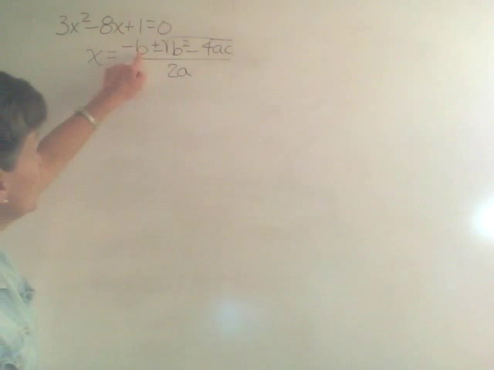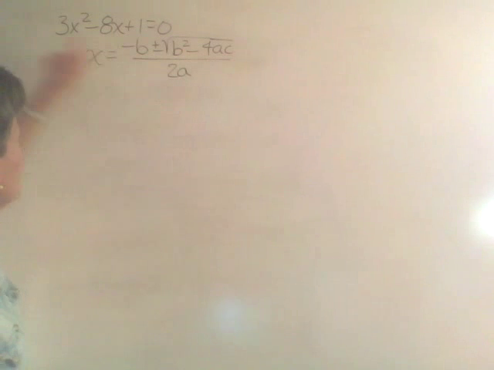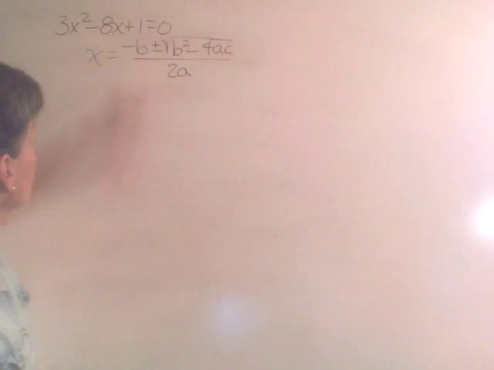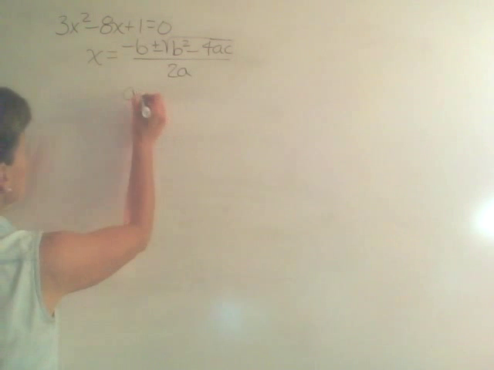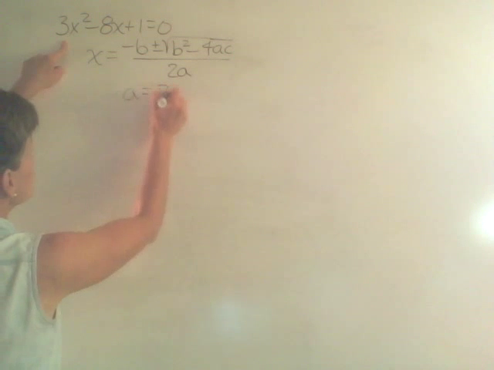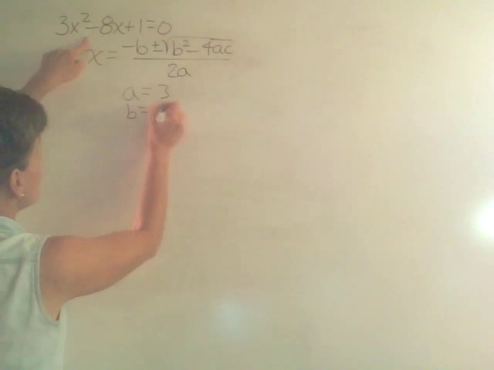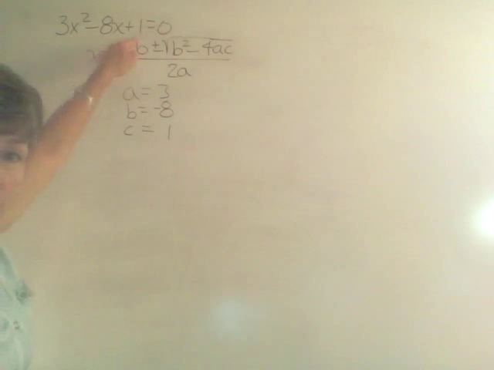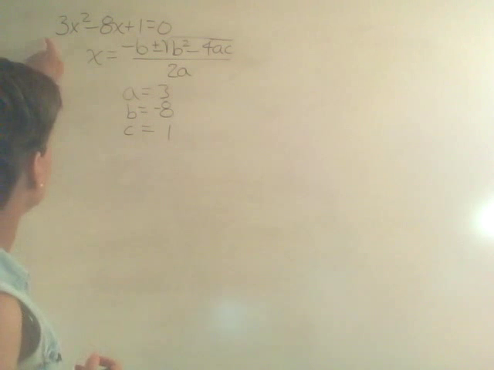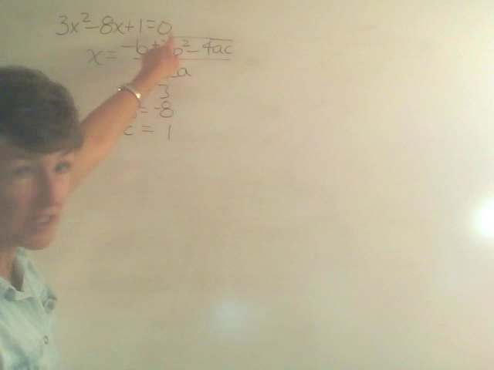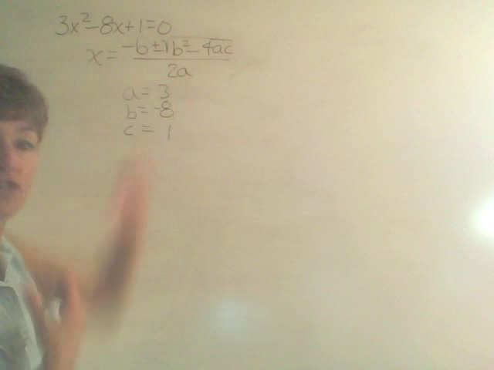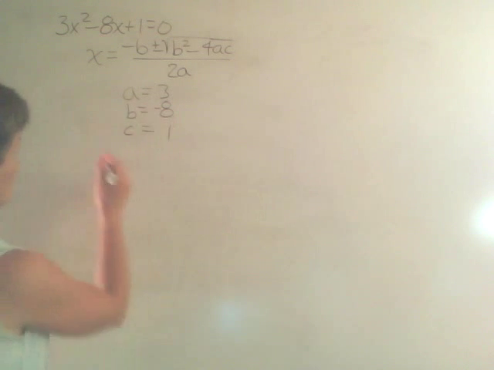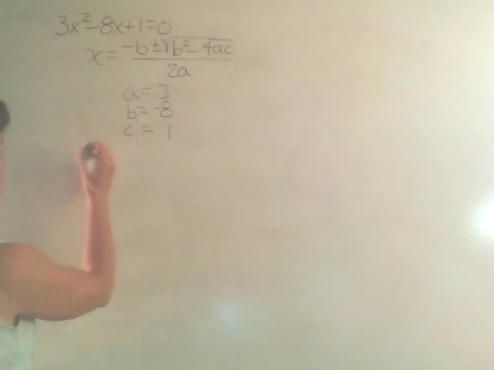Now, a, b, and c in this formula come from the coefficients of your x terms and your constant. In other words, for this equation, a is equal to 3, b is equal to negative 8, and c is equal to 1. In order to use the quadratic formula, you have to have your polynomial written in descending order so that you can identify a, b, and c correctly. All right, so here's my a, b, and c. I'm just going to plug them in.